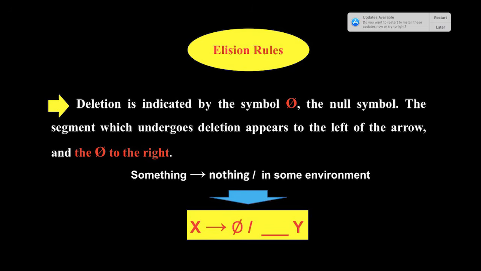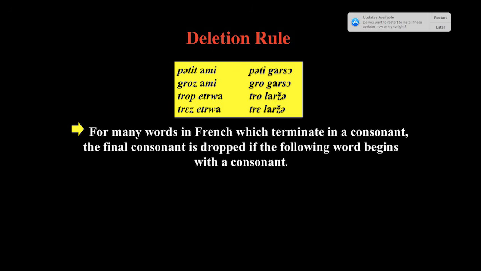Let's see some examples, and let's see the example in French. In French, look at what happens to a consonant if it is word final and followed by another word that starts with a vowel. And look at what happens to that consonant when it is word final and followed by another word that starts with a consonant. Look at these examples. Petit ami, gros ami, trop étroit, très étroit. Petit garçon, gros garçon, trop large, très large.